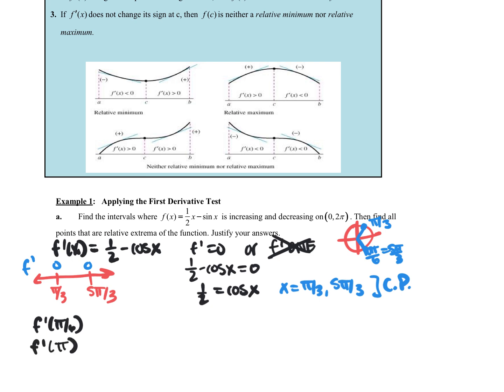So f prime of pi, you could pick anything, but pi is usually the easy one. And then we need something between 5 pi over 3 and 2 pi. So probably your best bet will be 11 pi over 6. I mean, you could pick your pi over 4 angles too. That wouldn't be a bad idea either, but we're going to plug those into our derivative and see what we get. So remember, our derivative is 1/2 minus cosine.